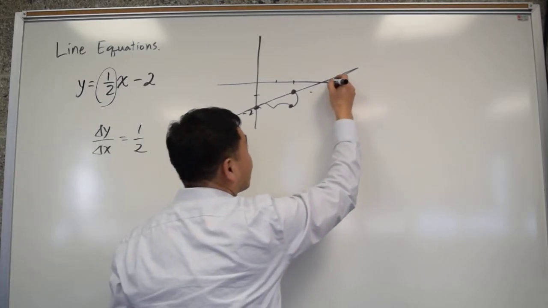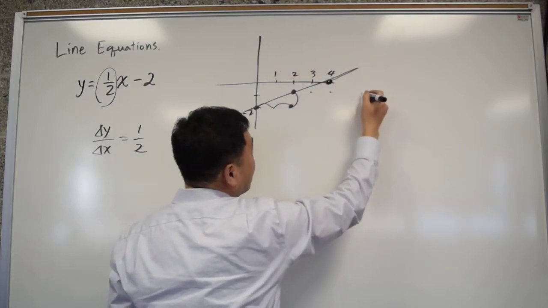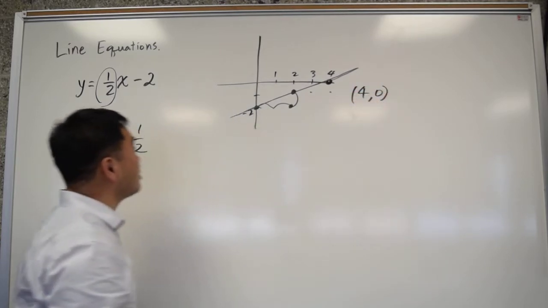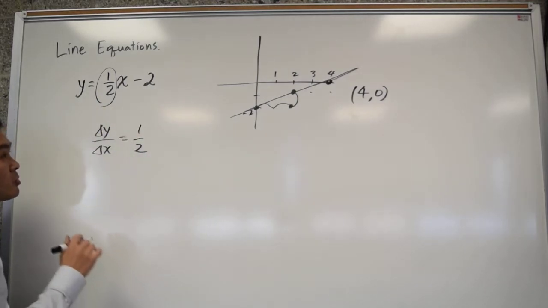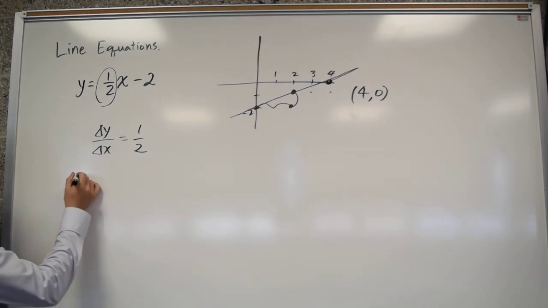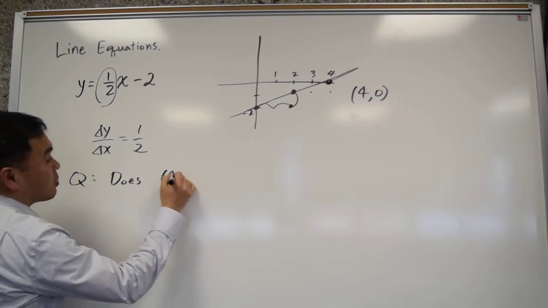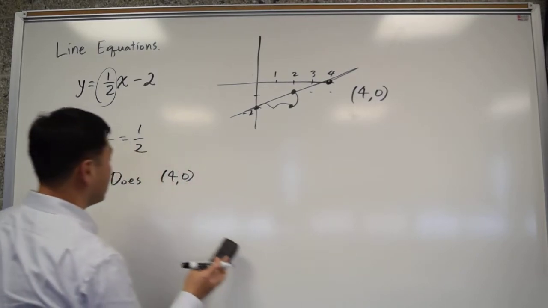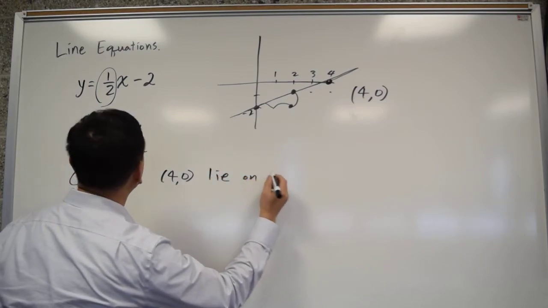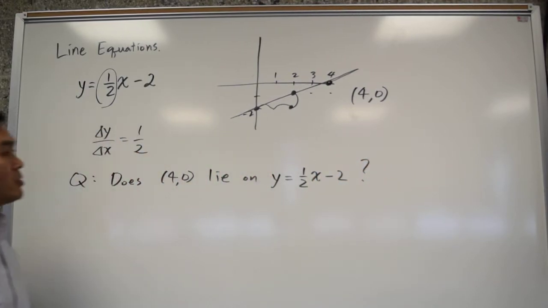Now, here's how you check. This graph seems to say that, 1, 2, 3, 4, here you have 4, 0. 4, 0 seems to be a point that this graph passes through. So let's propose that as a question. Suppose you had a question, does 4, 0 lie on y equals 1/2 x minus 2? Does this point lie on that graph? How would you know? How do you check?